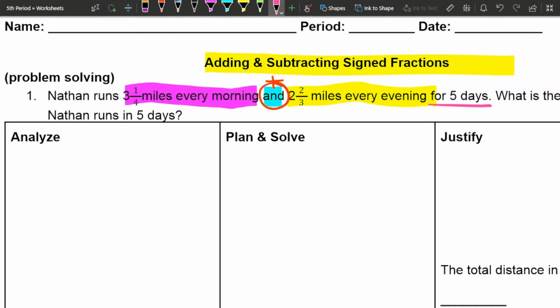So I know that I'm going to have to add 3 1/4 and 2 2/3 to find out what? What am I finding out whenever I add those two? How many miles he runs in 1 day. Okay? And then, what does "for 5" tell you to do? Times 5. Very good.